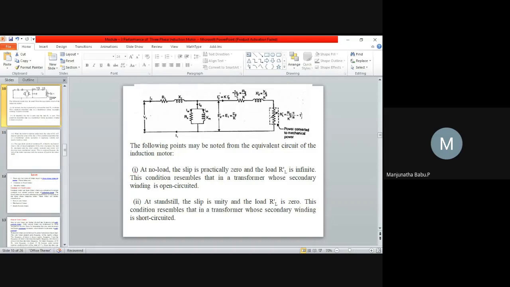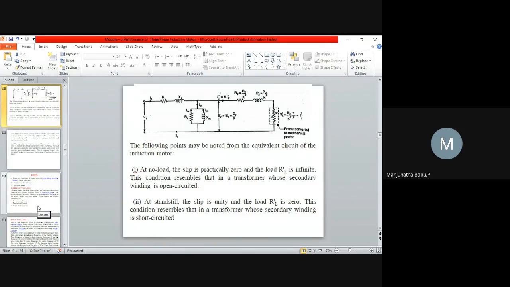Equivalent rotor resistance referred to stator is already given, and similarly equivalent rotor reactance referred to stator, X2 dash, is given. Similarly, he is giving the losses for 3-phase. So now we have to find the input current, torque developed, next output power and efficiency.